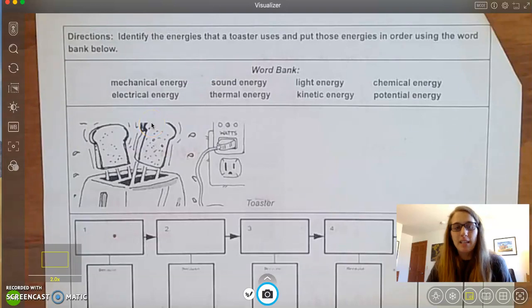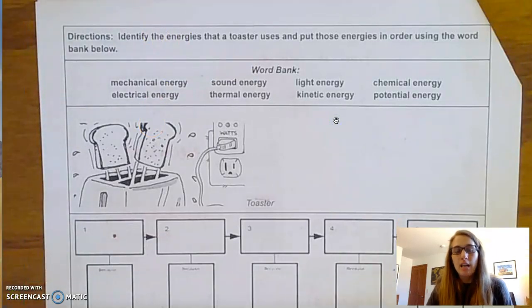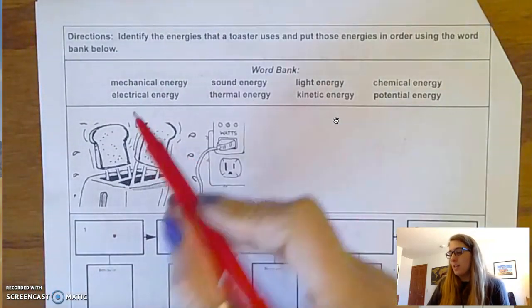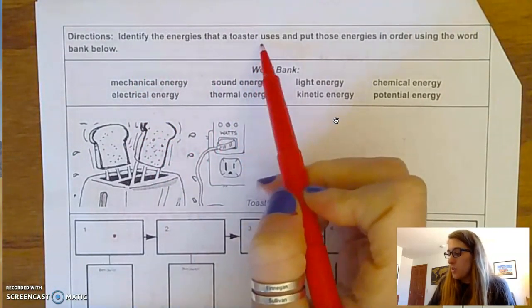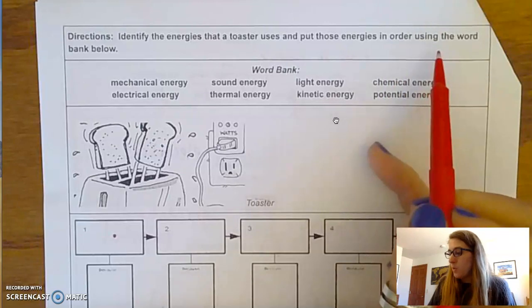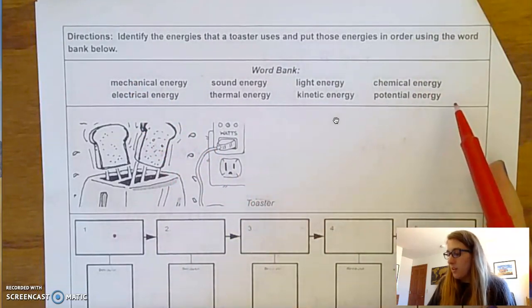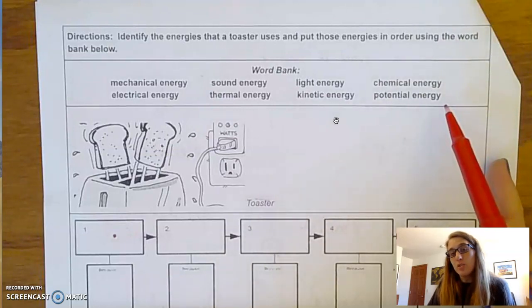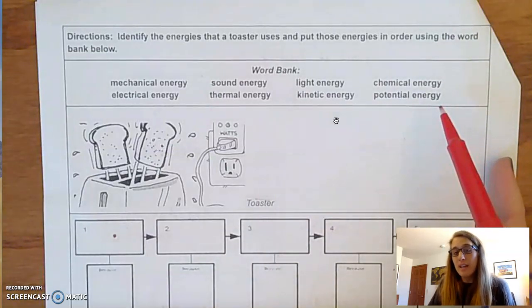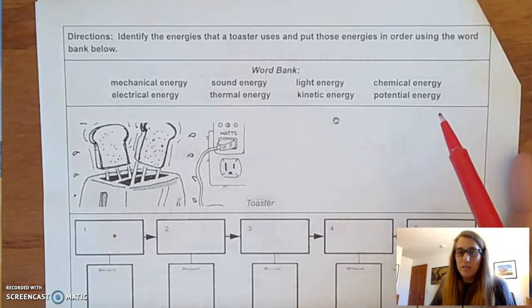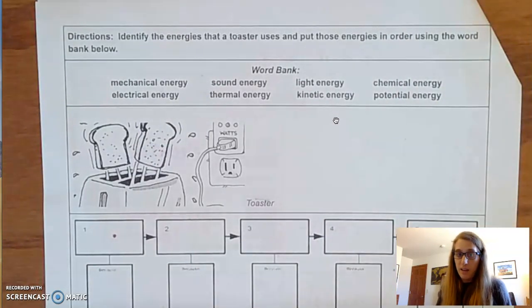All right, my dears. So now we are on to not identifying, I'm sorry, energy transformations. We just identified. So for this section, we're going to identify the energies a toaster uses and put them in order using the word bank. So again, we have our energies, although we cut them down to just 8 instead of our normal 10. There's no electromagnetic here. And we combined the potentials because a toaster doesn't need us to be that specific.